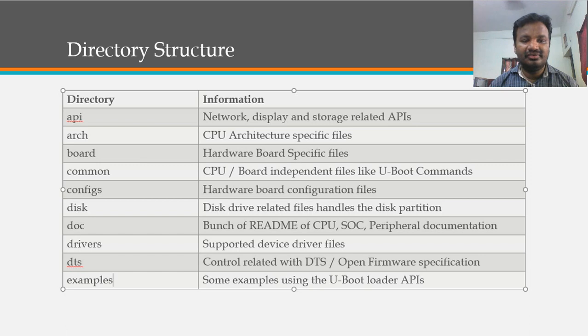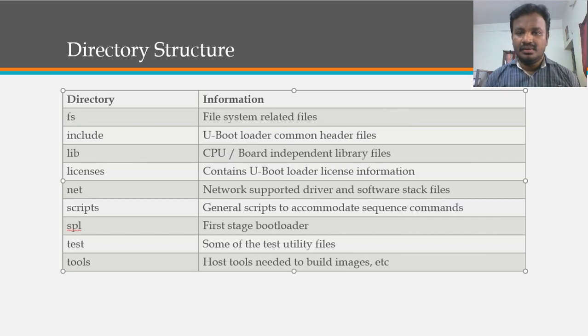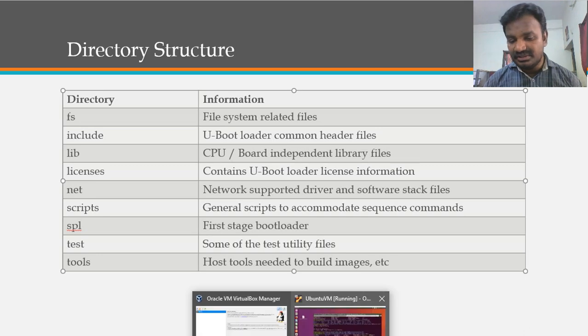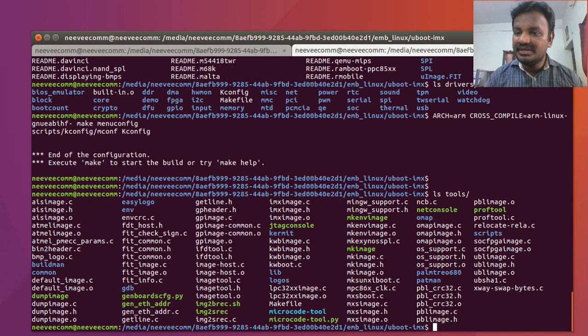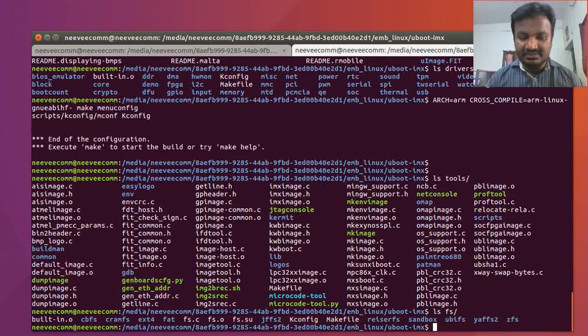And then we have other files and folders. We have different directories here, something like fs, which handles the file system related files. U-Boot loader supports limited file systems, which contain something like CBFS, CramFS, EXT4, FAT, JFFS2, ReiserFS, UBIFS, YAFFS2, and ZFS.